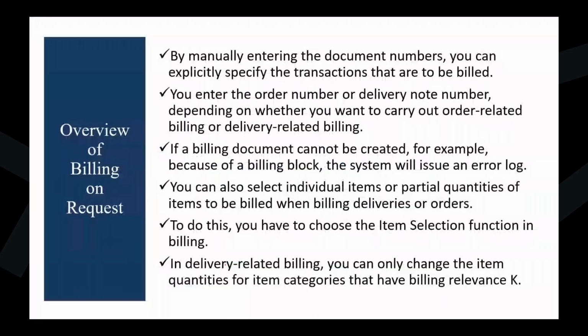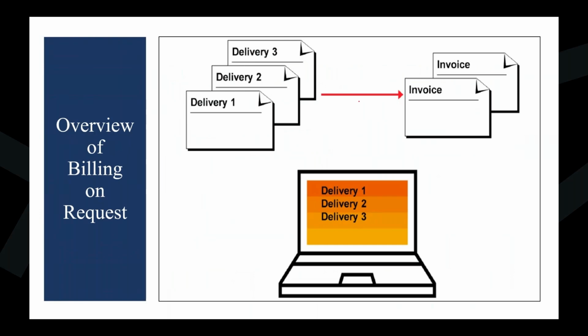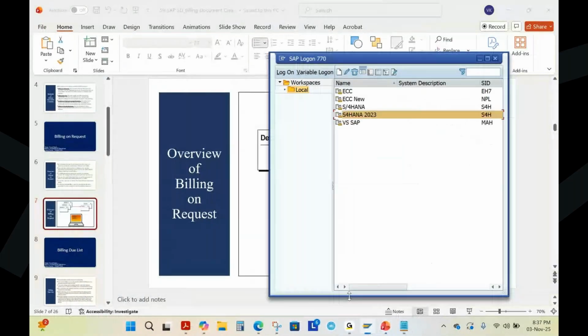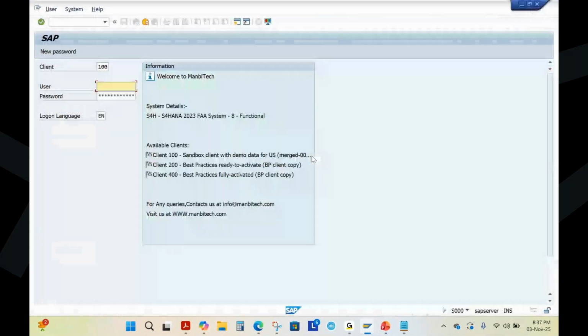By manually entering document numbers, you can explicitly specify the transactions that are to be billed. So billing on request is nothing but a manual one. You have the outbound delivery. When you create the invoice, you provide the outbound delivery number and then you create the invoice. This is nothing but manual creation. So the transaction code is VF01. Of course, we have covered this several times. So if you go to the system, this we have covered several times.